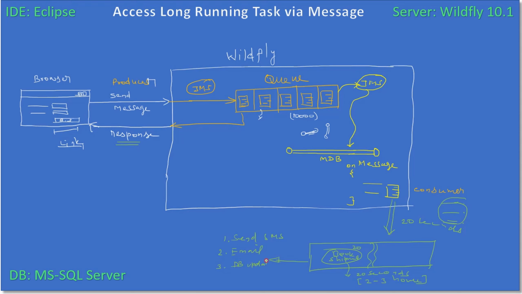DB update means as part of the response we will be providing a link, and while the user accesses that link, it will be writing to some DB, right? The same DB will be accessed by this link. So a new response goes with the information. So all this stuff takes place in the on message processing.